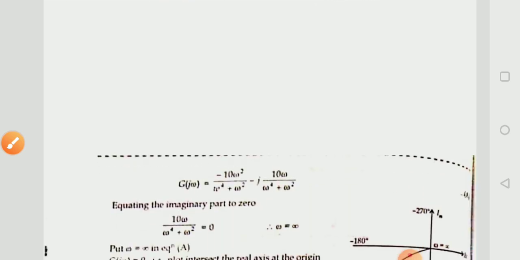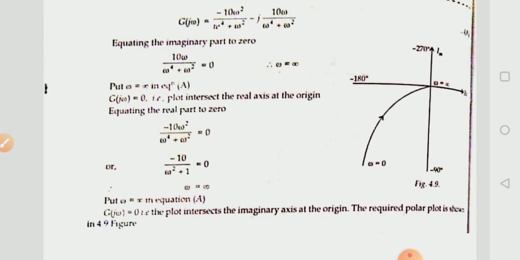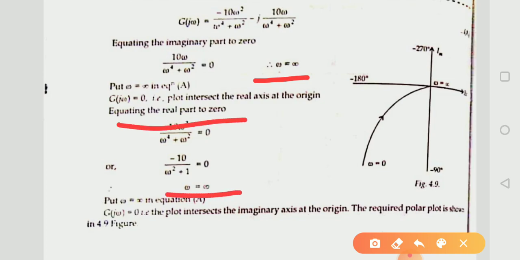So when we take imaginary part equal to 0, okay, then we have the value of omega equal to infinity. It means at infinity it cuts the real axis. And when we put the real part equal to 0, then the value of omega is 0. It's not infinity. It is 0. Okay. So now we plot the diagram for this.